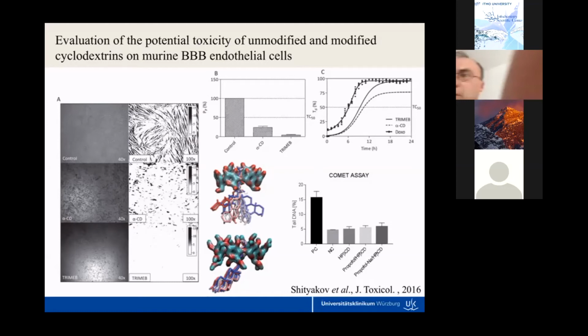And therefore, you see that we also check the interaction of the cyclodextrin with lipid molecules. In this case, this is a cholesterol molecule. And of course, the binding affinity of the cholesterol to the cyclodextrin can be precisely correlated to the cytotoxic profiles of these drug delivery vectors.